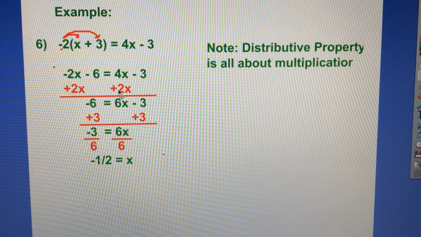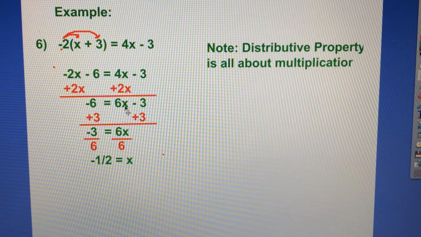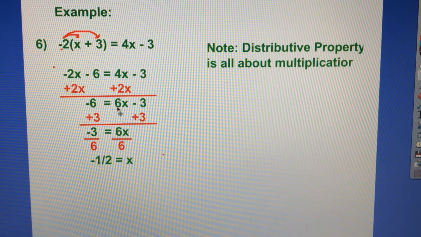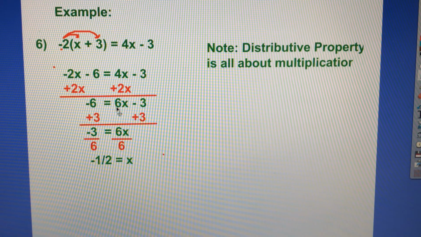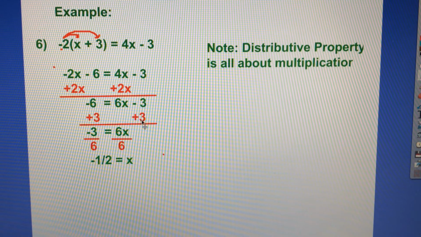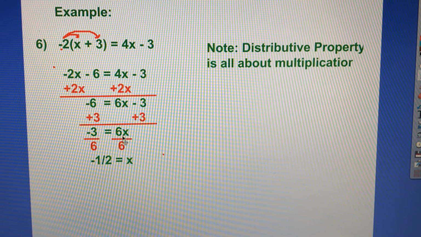So I add 2x to both sides. I'm left with just negative 6 on the left, equals 6x minus 3. X needs to live alone. I need to get rid of the negative 3, and I need to get rid of that coefficient 6. Start from the outside. Add 3 to both sides. I get negative 3 equals 6x.